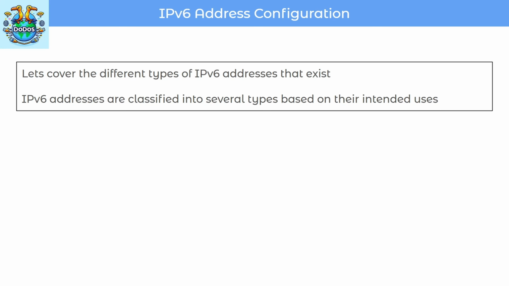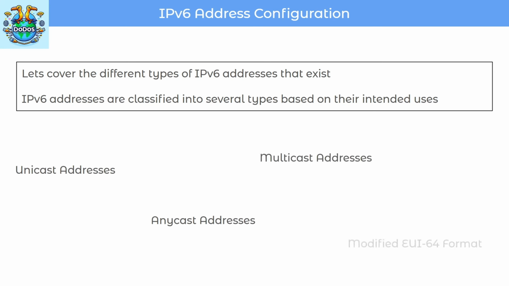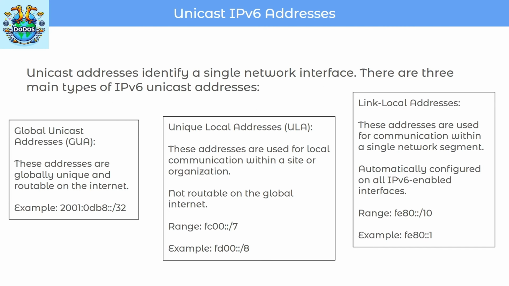Now let's quickly cover the different types of IPv6 addresses that exist. IPv6 addresses are classified into several types based on their intended uses. There are unicast addresses, anycast addresses, multicast addresses, and modified EUI-64 format addresses. Unicast IPv6 addresses identify a single network interface. There are 3 main types of IPv6 unicast addresses. There's the global unicast address, or GUA, and these addresses are globally unique and routable on the internet.